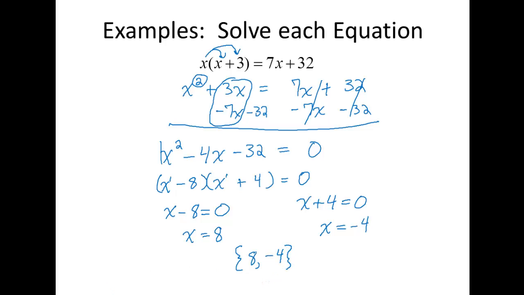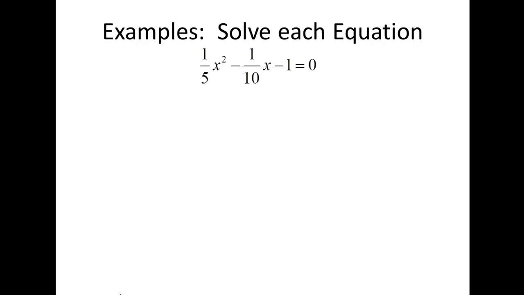Okay? Let's look at another example. In this example, we actually have fractions. 1/5 x squared minus 1/10 x minus 1 equals 0. Much like we did when we had a linear equation with fractions, we can do the same thing, right? The lowest common denominator: we have a 5 in the denominator here and a 10 in the denominator here. Well, 10 is our least common denominator.